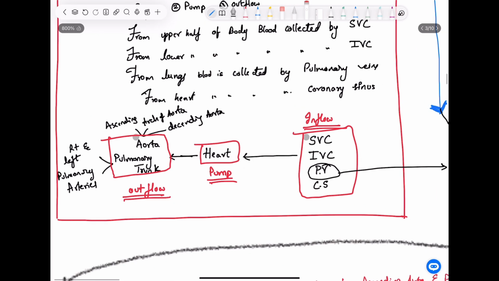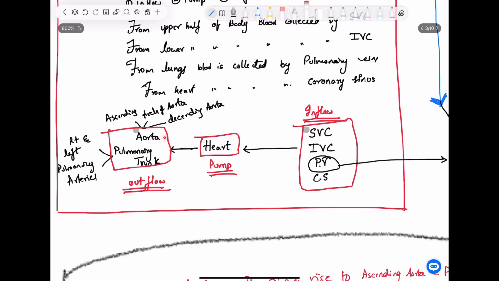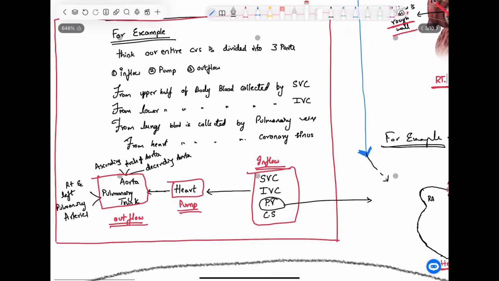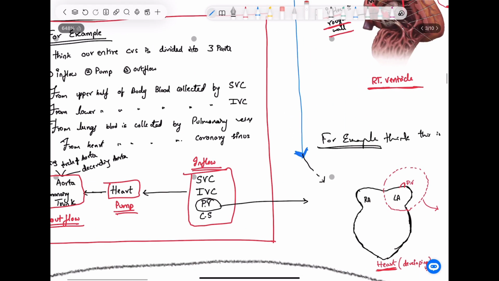And heart is like a pump, and heart gives the blood out. The blood out will be through aorta, that is ascending aorta, arch of aorta, and descending aorta, and pulmonary trunk, where there are the right and left pulmonary arteries. So you got the outline, right? From here you can match with the next coming topics.